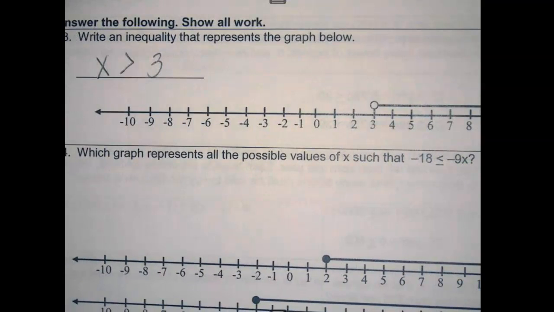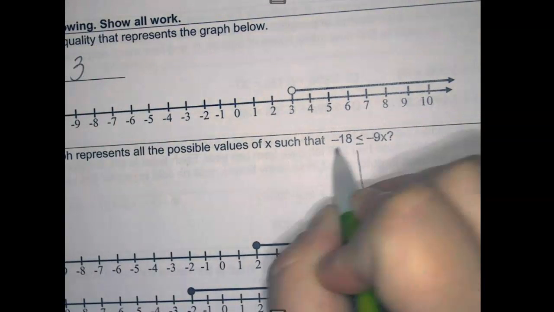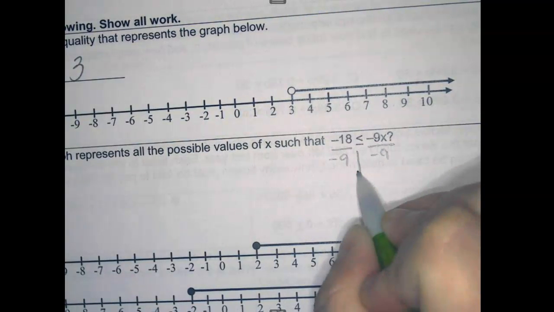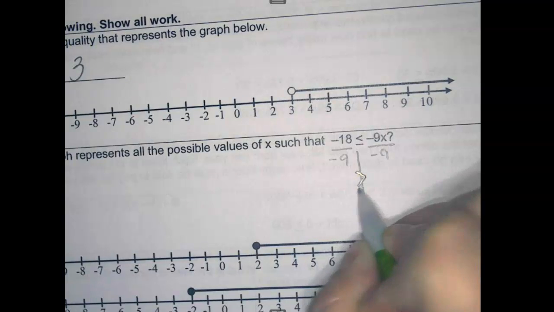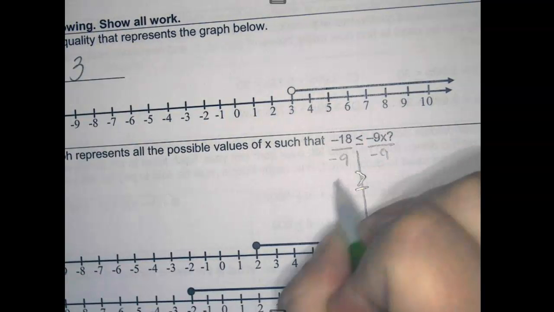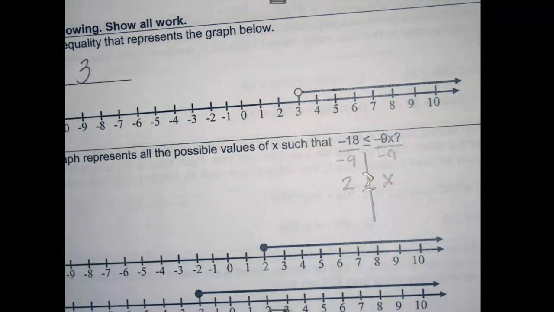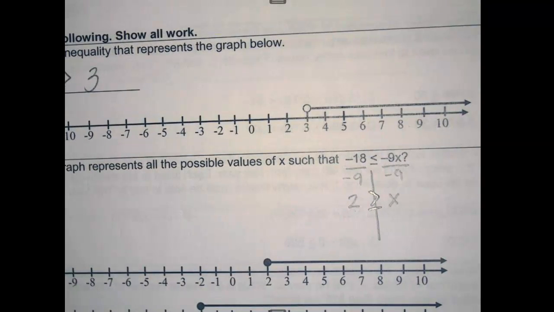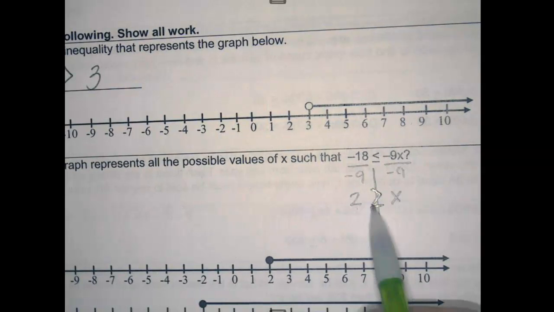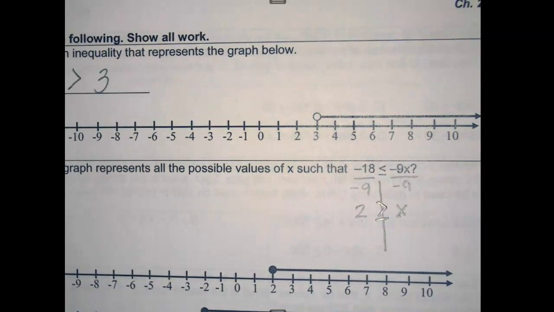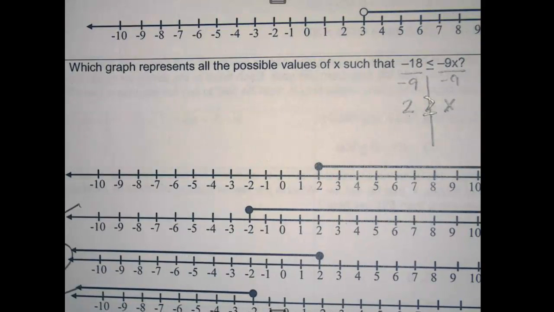14. Which graph represents all possible values? Alright, so I need to solve this. So divide both sides by -9. Alarms, bells, something going off because I divided by a negative, so I'm going to flip the sign. It's going to be +2 and x. So I'm looking for it at the 2, which B and D are not. X is less than. This is going to be less than, so C is correct. Sorry, not all that was showing on the screen.